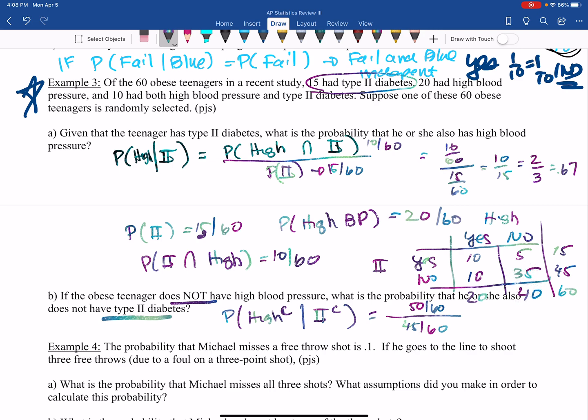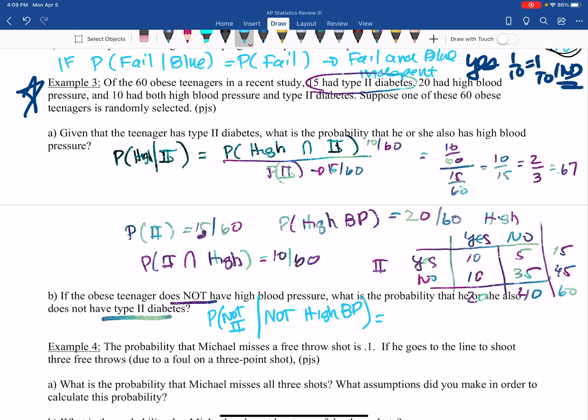Okay, so we're looking for if the teenager does not have high blood pressure. Oh, well, that's the problem, is that I wrote the wrong equation anyway. So let's try that again. If the teenager does not have high blood pressure, so not high blood pressure, what is the probability that he also does not have type 2?